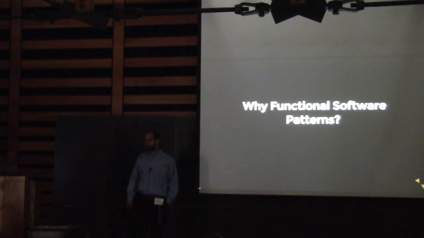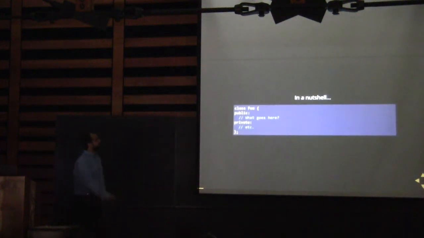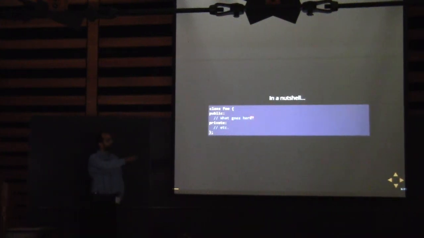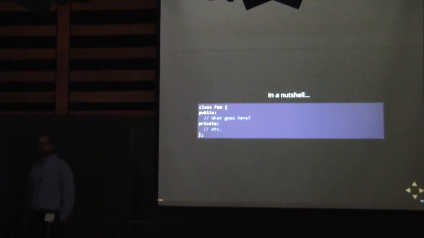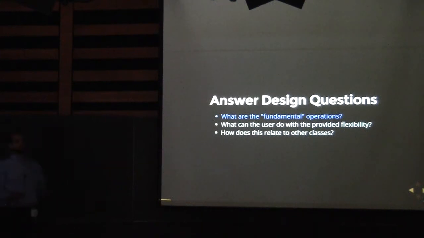So why functional software patterns? Why do we even care about something like this? In a nutshell, if you have your class Foo, and you've got your private stuff and your public stuff, we want to figure out what goes here, what should be the public members. So these are principles that are going to guide design. Like I mentioned, what are the fundamental operations when you have a particular data type that you're working with? And once you see these patterns, you can see, now that I know the kind of thing that I have, these are the kinds of things that the user is going to be able to do with it. And then finally, how does this relate with other classes?